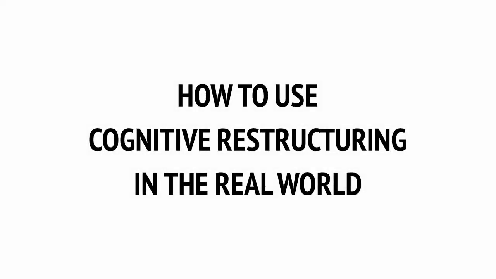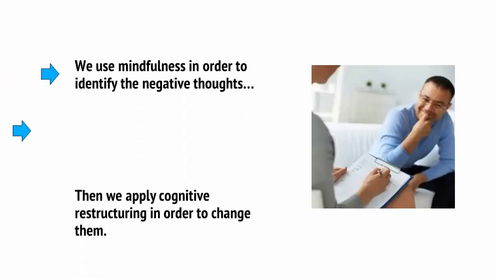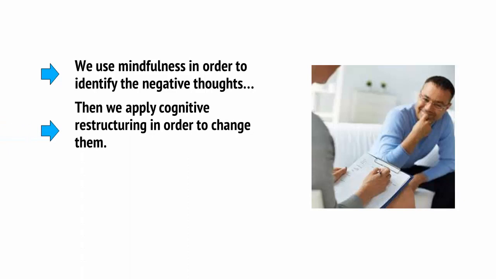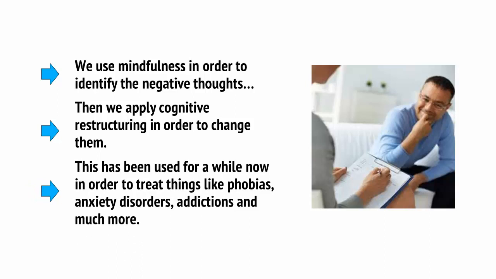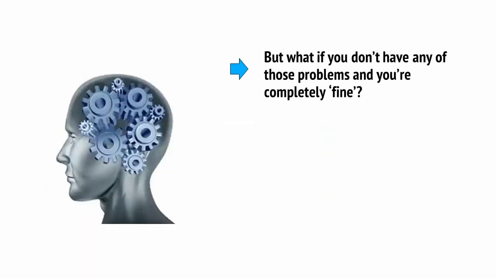So now you know how to use mindfulness and you know how to use cognitive restructuring. Hopefully, you've also been able to guess how the two might be linked. We use mindfulness in order to identify the negative thoughts, and then we apply cognitive restructuring in order to change them. This has been used for a while now in order to treat things like phobias, anxiety disorders, addiction, and much more. But what if you don't have any of these problems and you're completely fine?